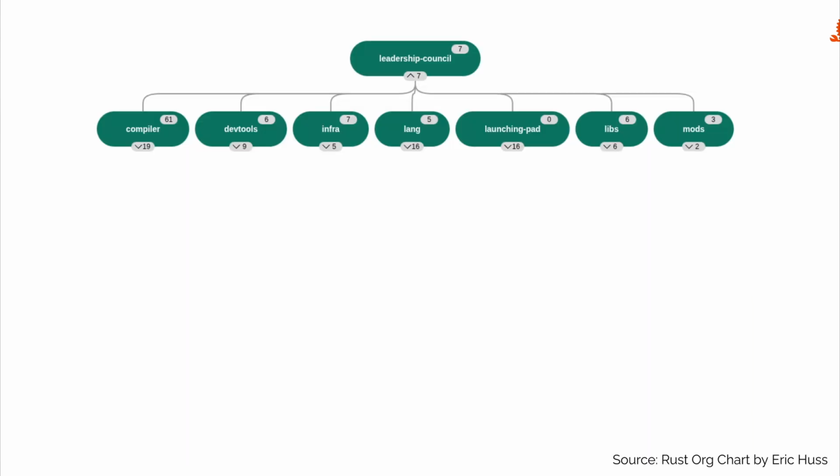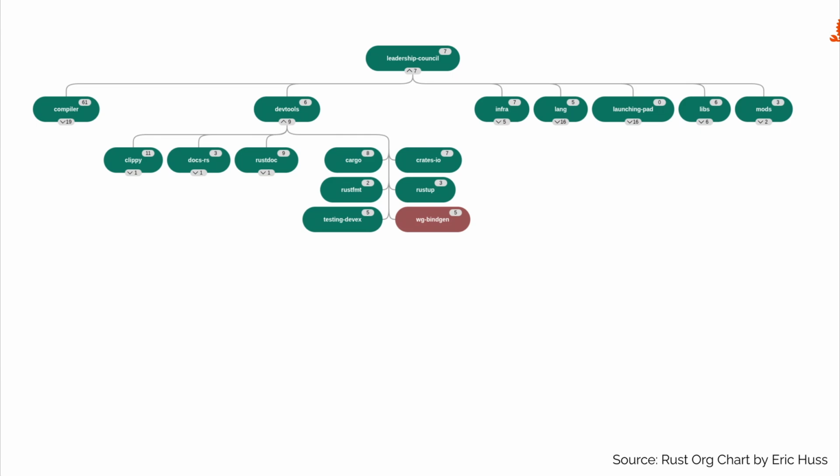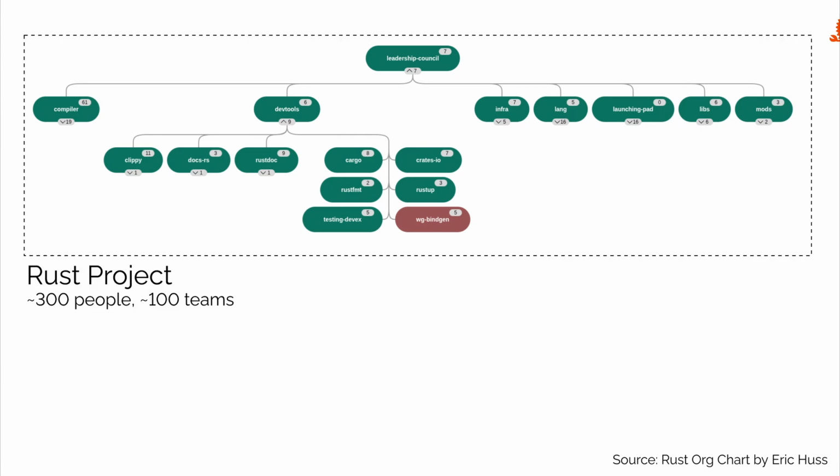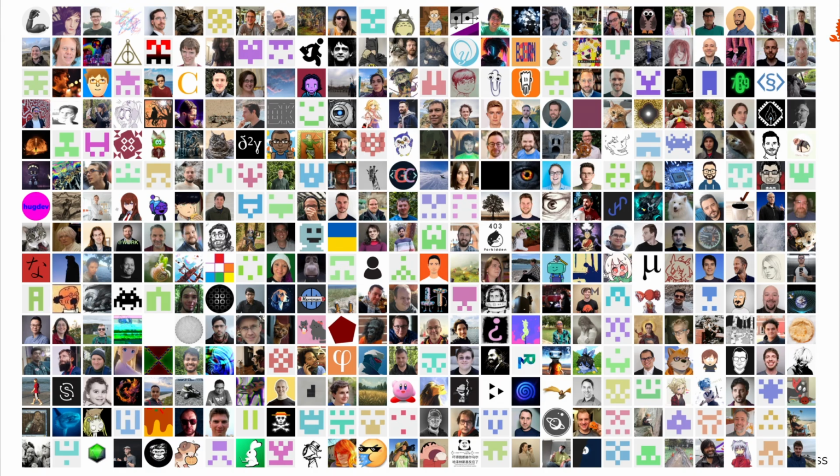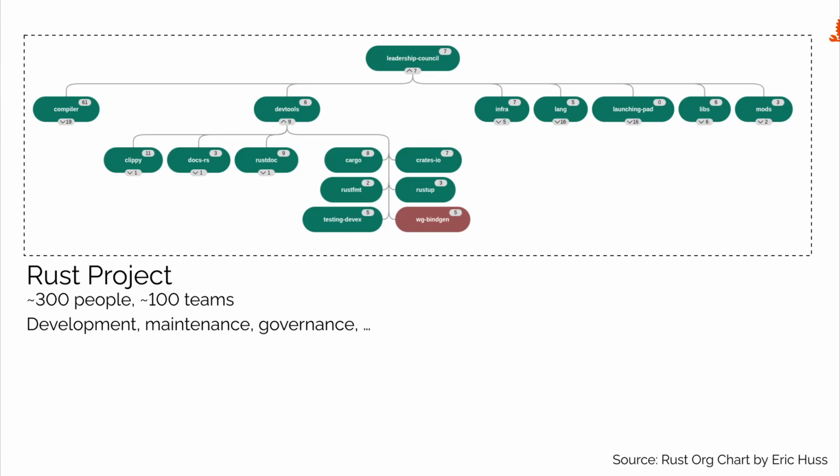But it's not just those top-level teams. The hierarchy goes much deeper. So there are various sub-teams, working groups, project groups, and so on. And this whole thing together is what we call the Rust project. Right? So this is a set of about 300 people that I work with almost every day. I never met a lot of them. I might not even know how they look or what their name is. But we all work together to develop, maintain, and govern the Rust programming language.